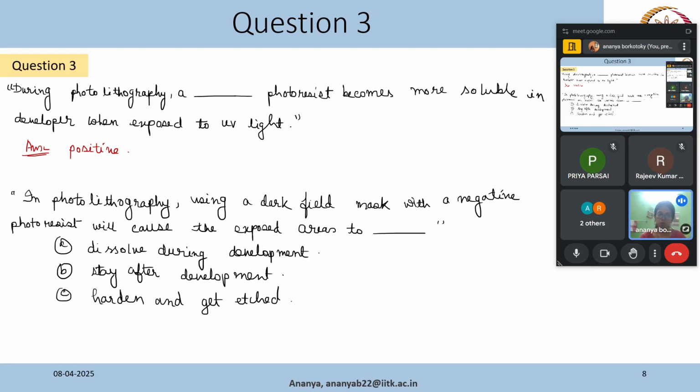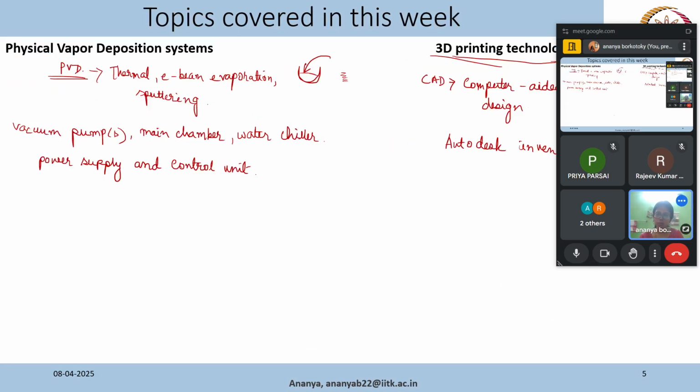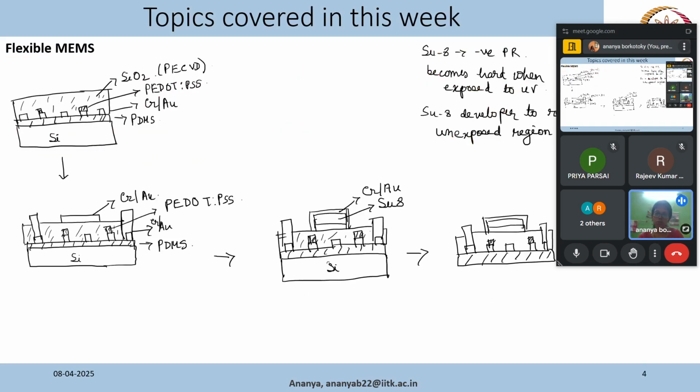And so why are we considering a dark field mask? Let's consider the example that we have already discussed, the fabrication steps we have already discussed. So this is our final structure, an SU8 pillar, and we want SU8 to be present only at this portion.